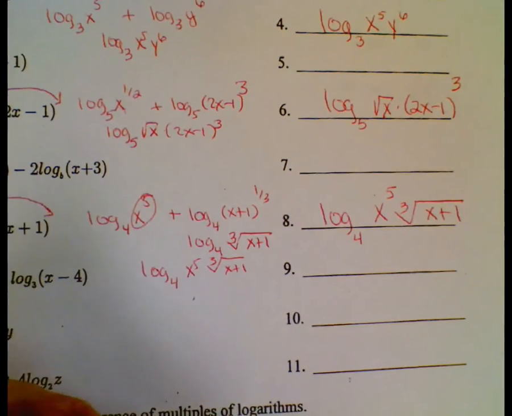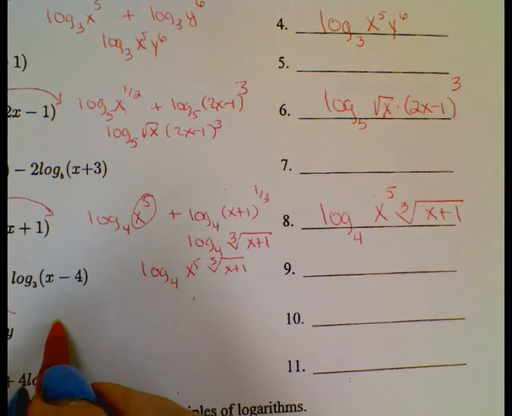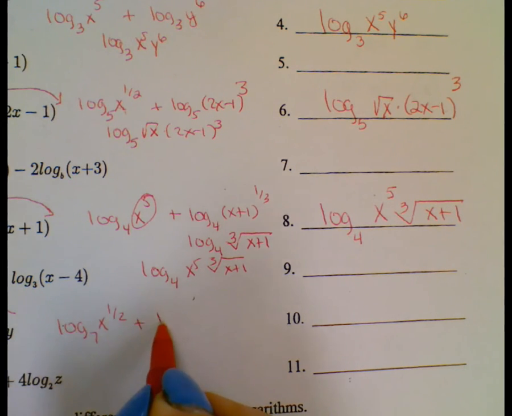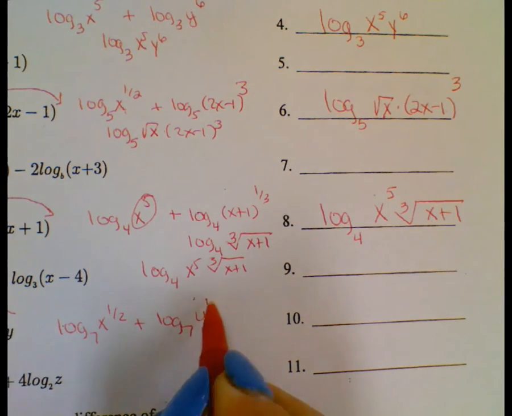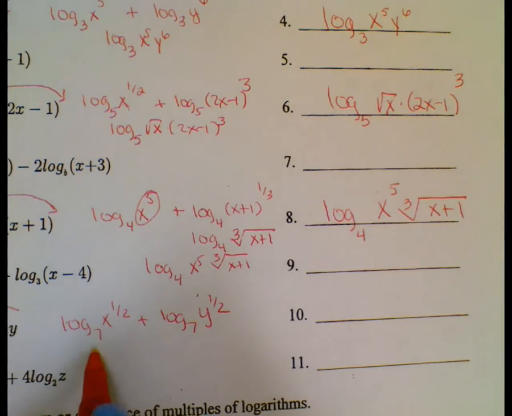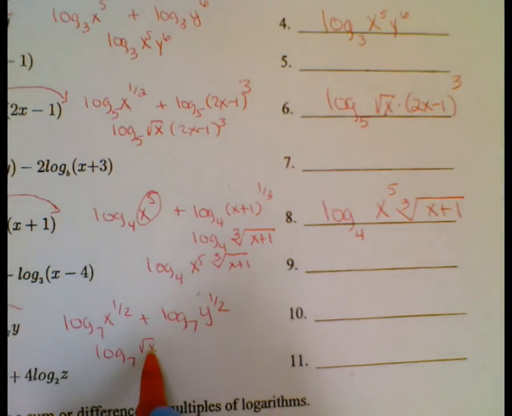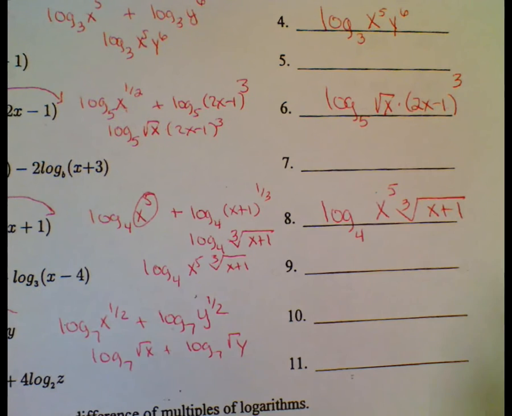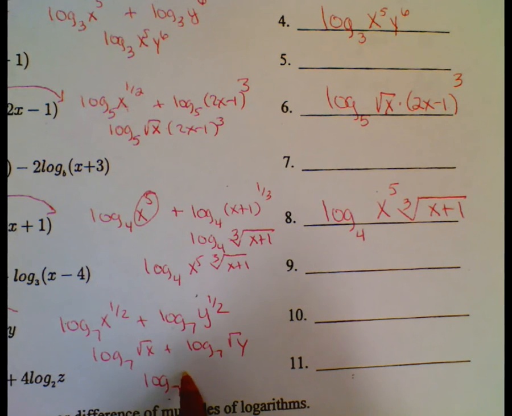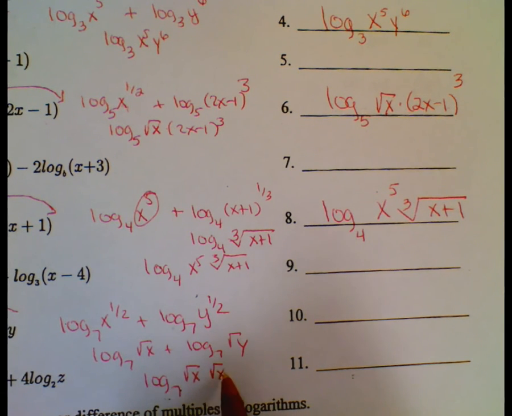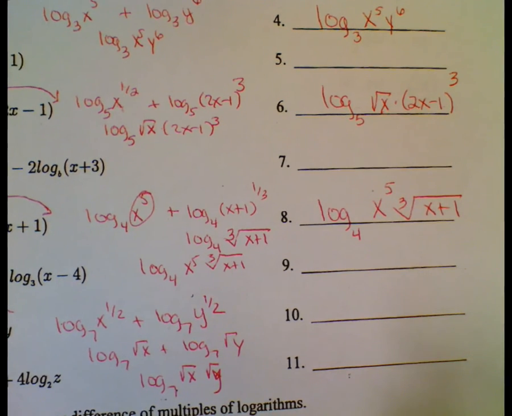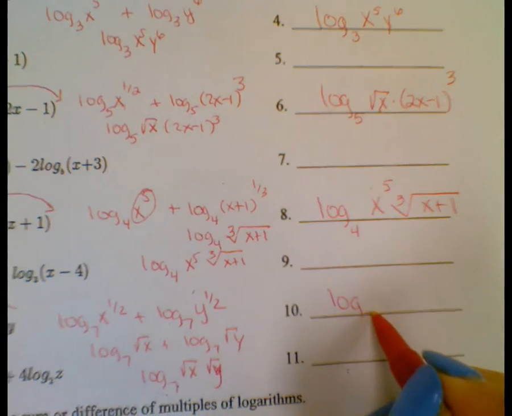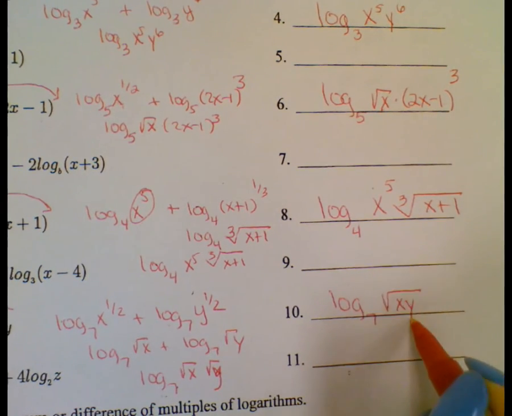Number 10. We have both of these are 1/2, so these are both going to be square roots. So it's going to be log base 7 of x to the 1/2 plus log base 7 of y to the 1/2, which is really log base 7 of the square root of x plus log base 7 of the square root of y. So your answer is log base 7 of the square root of x times the square root of y. Now you actually are allowed to multiply square roots, so 10's answer would be log base 7 of the square root of x times y.